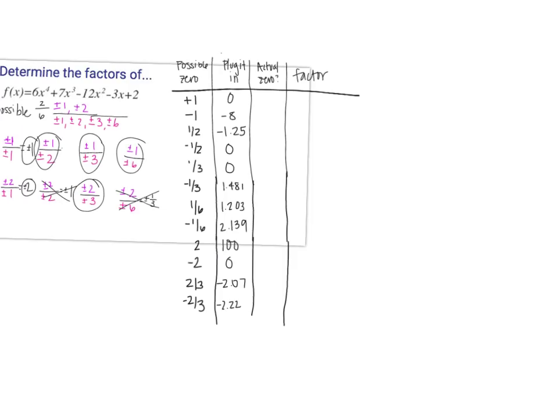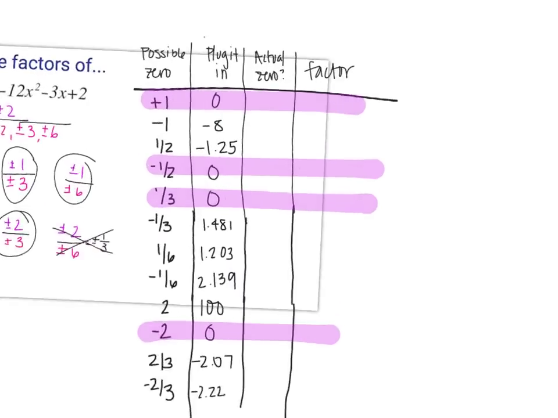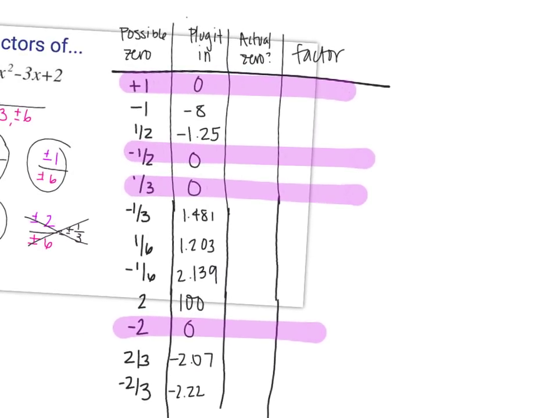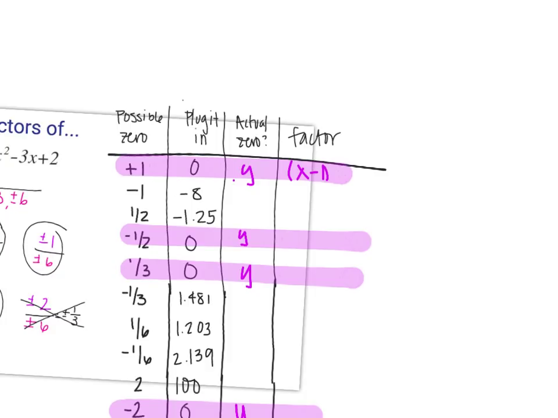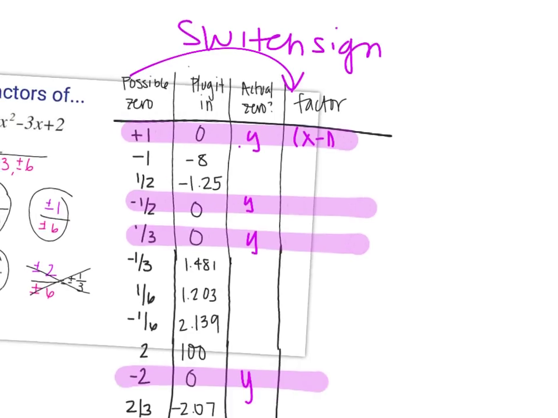Okay, so plugged them all in, and I ended up with 4 that gave me a value of 0. So if I have 4 that gave me a value 0, then that means I have 4 that are actual zeros of the function. So I'm just going to put a y there to denote, yes, it is an actual 0. And if they're actual zeros, that means I can get factors from them. So if my first 0 was 1, then my factor was x minus 1. Remember, we switched the sign. When we're going from the possible zeros to the factors, we need to make sure we switch our sign.